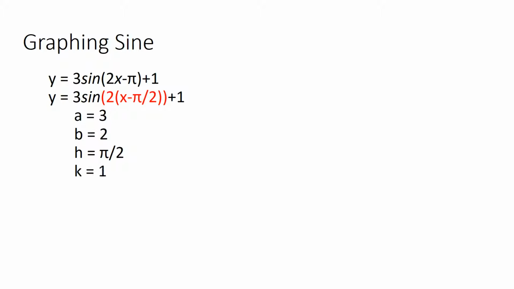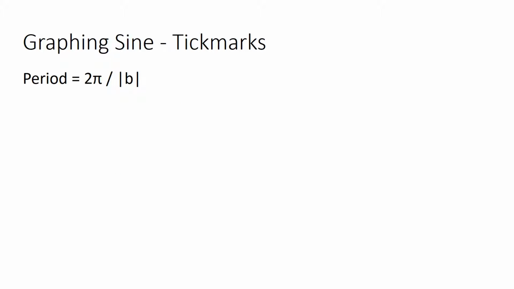Next, we find out k, which is 1. Very simple. This basically means we translate vertically up 1 unit, and 1 shall be our new 0, so to speak. And now we want to find out the period in order to do tick marks and just to know how long the period is, because that's useful when you want to graph 2 periods, so you don't graph more or less and you get full points.